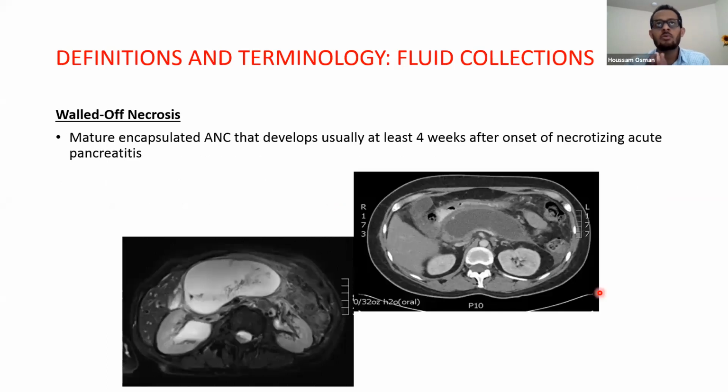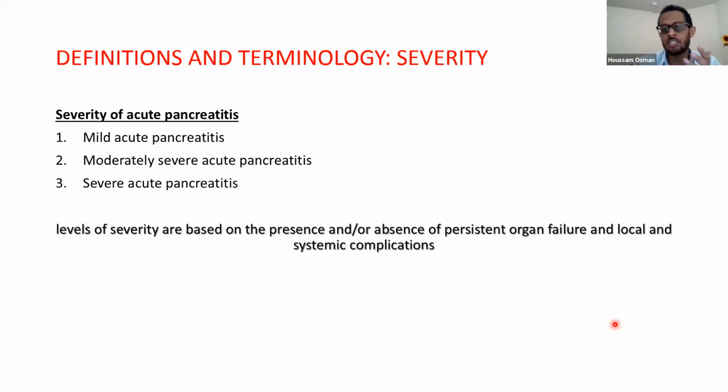When the acute necrotic collection persists after 4 weeks, they develop a wall. And then we call them walled-up pancreatic necrosis or WAPN. And again, they're mature encapsulated acute necrotic collection. Okay. So this is the terminology. We have interstitial pancreatitis. We have acute necrotizing pancreatitis. We have 4 definitions of fluid collection.